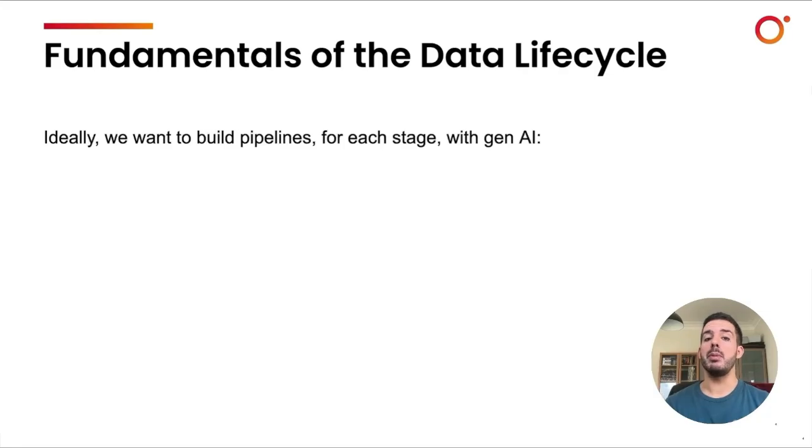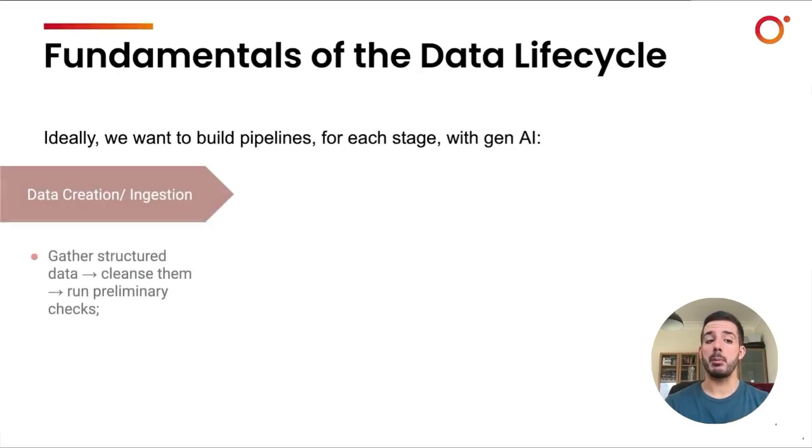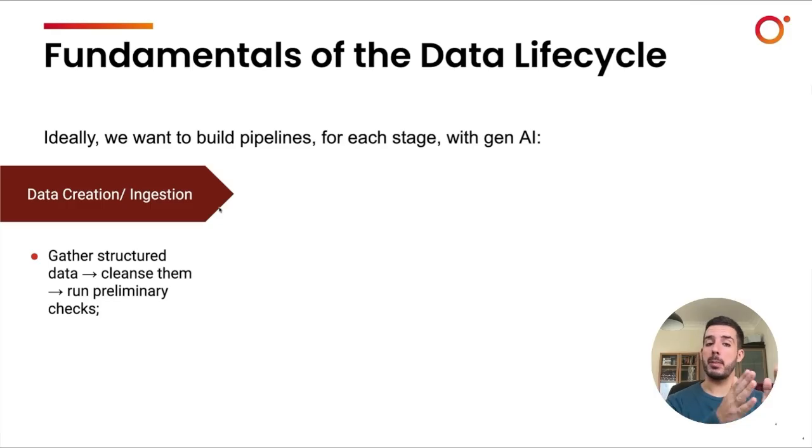And ideally, we want to build pipelines so that we can use generative AI in an automated manner for every single one of these stages. And we are going to cover these in more depth in module number 5 about the pipelines themselves. But to give you some examples, at the creating or ingesting data stage, we can have a pipeline of, for example, automatically gathering the data and structuring them, automatically cleansing those data, and automatically running preliminary checks, such as data profiling with statistical analysis using generative AI. All of this in an automated manner, so that the data that come in are already filtered in terms of high data quality.